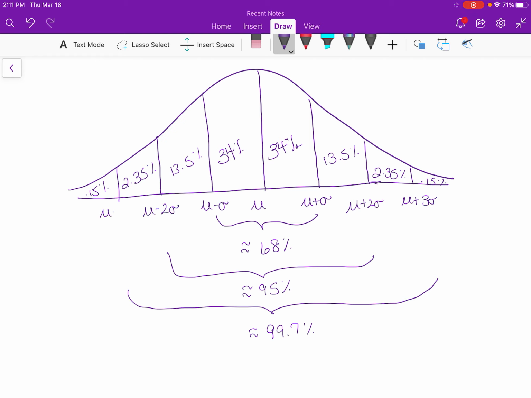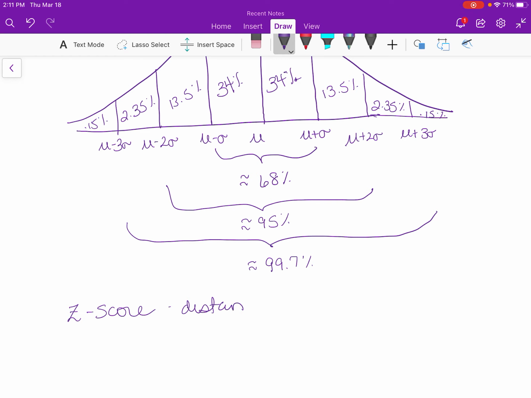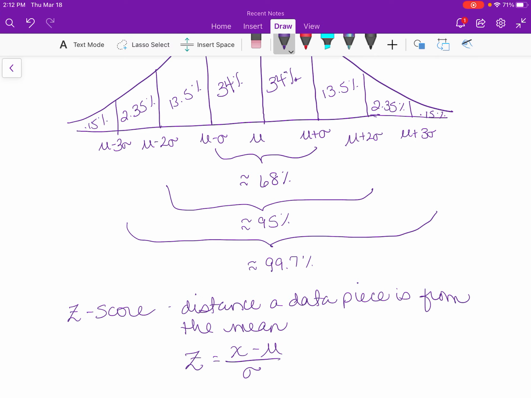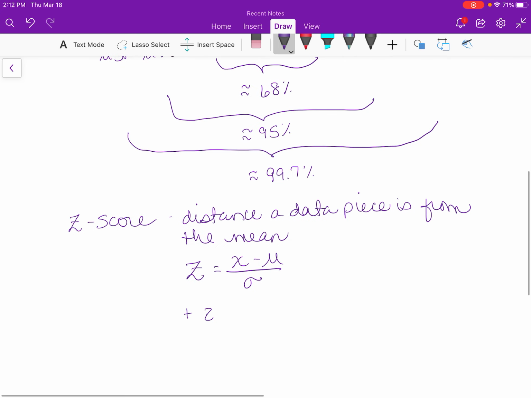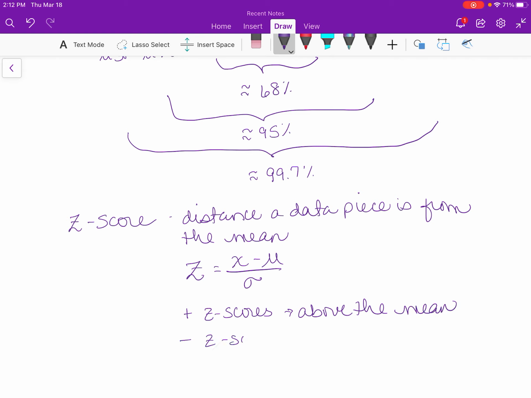And we also talked about the fact that we could base the distance a data piece was from the mean on something called a z-score. And z was calculated as the data piece minus the mean over the standard deviation. And we determined that positive z-scores were above the mean, and negative z-scores were below the mean. And that's as far as we took everything with chapter 2.